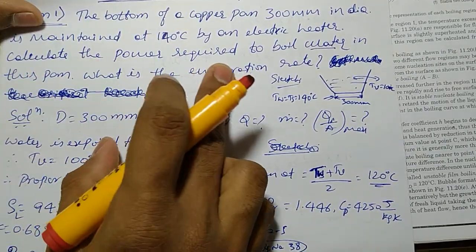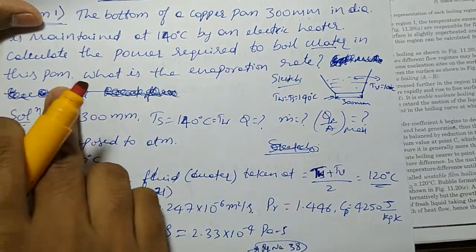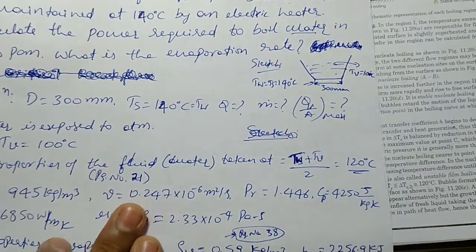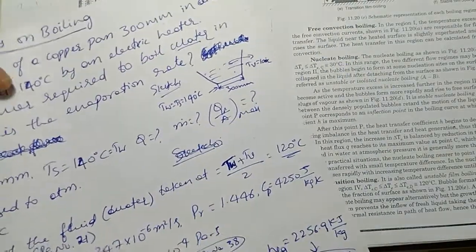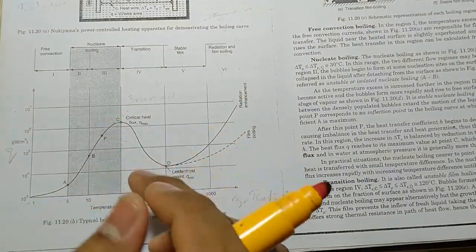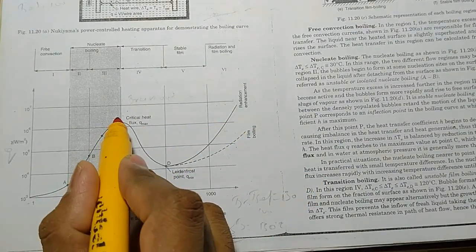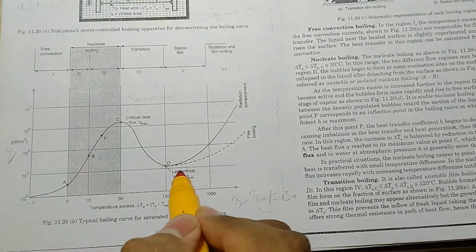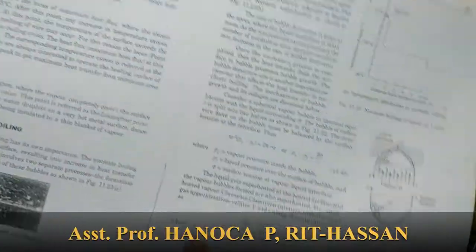Here, calculate the power required to boil the water in this pan. What is the evaporation rate? Means you have to calculate Q, which is the power, as well as m dot. Both are the things we calculated. Now we did the problem on this one. In the same way you can solve the problem on the maximum heat flux. I will brief this through these worked example problems only.